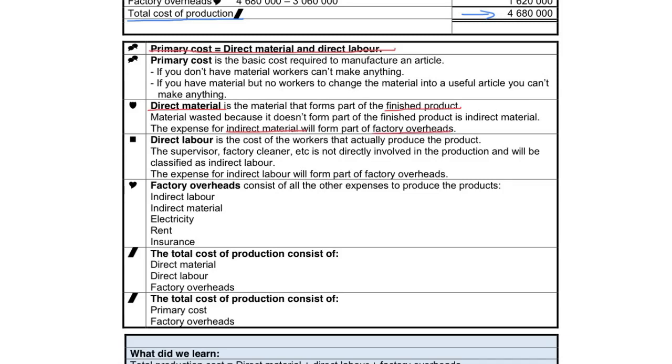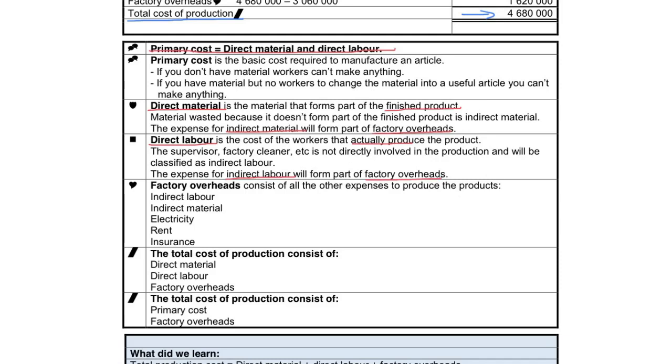Direct labor is the people who actually sit at the machines and make the articles. So they actually produce the products. The supervisor, the cleaner, people who carry things from one table to the next is classified as indirect labor. Indirect labor is also necessary in the production process, so it's an expense for the business, but they don't actually sit and make the things, so that is classified as factory overheads.